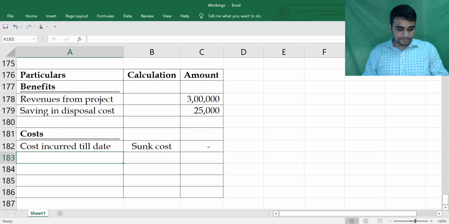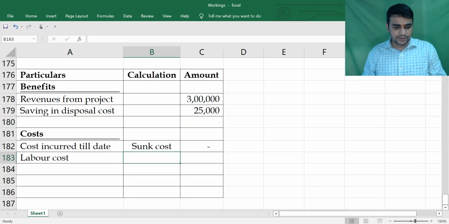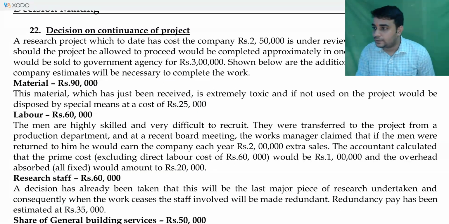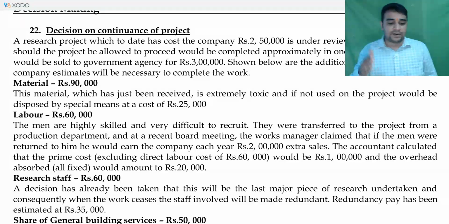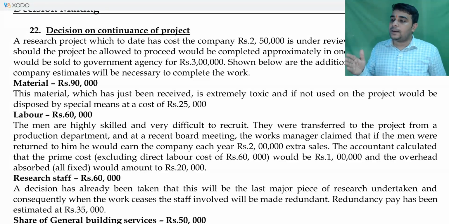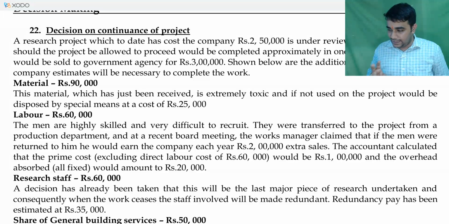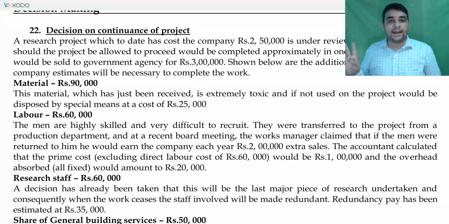Next, labor. This should be simple. Labor is highly skilled, difficult to recruit. Available, busy, cannot be substituted. They were transferred to the project from a production department at a recent board meeting. The works manager claimed that if the men were returned to him, he would earn the company 2 lakh extra sales each year. The accountant calculated the prime cost excluding the direct labor cost. That prime cost is 1 lakh rupees.